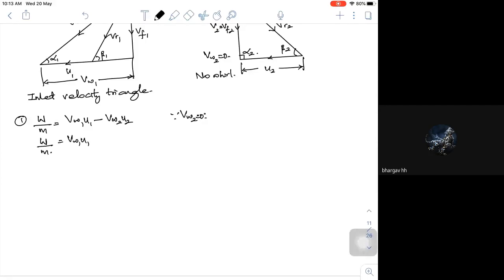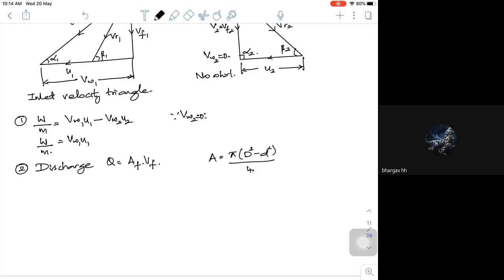What about the discharge? Discharge Q is equal to your flow area into velocity of the flow. And I have told that your flow area is very similar to flow between your concentric cylinders: pi into D square minus d square by 4, or pi by 4 into (D square minus d square).